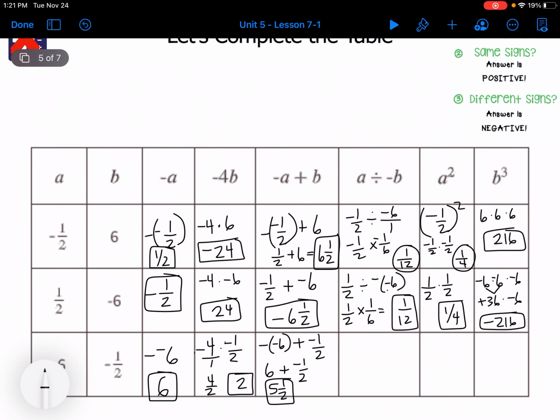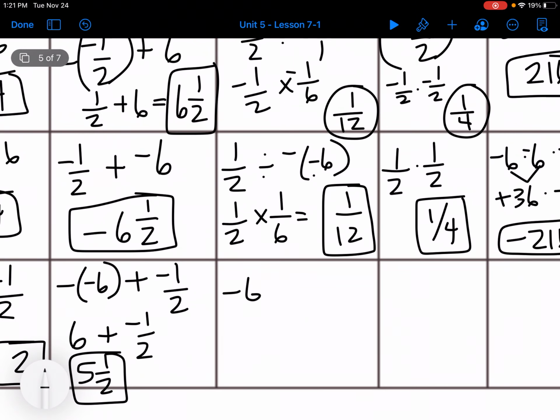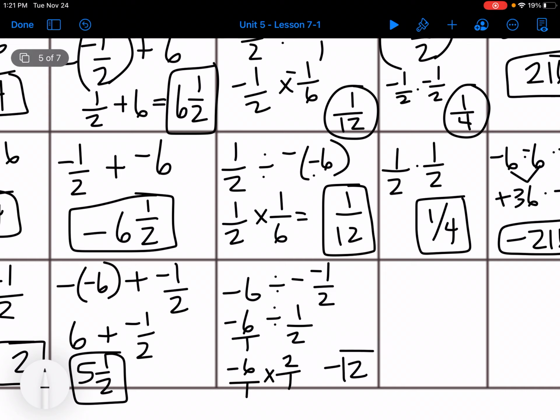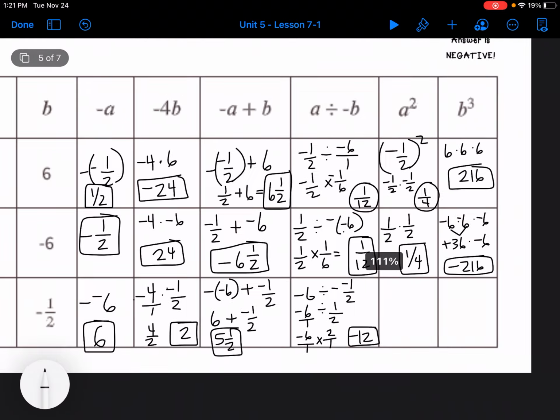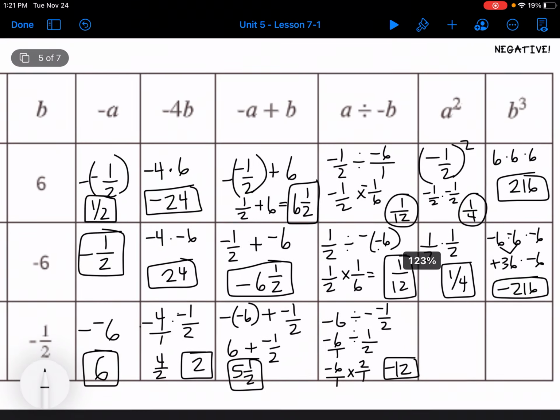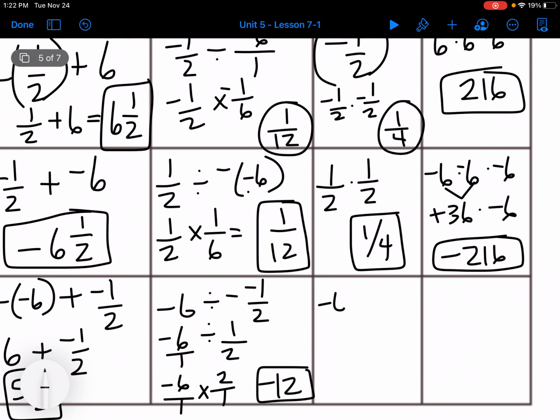Okay, so now I've got negative 6 divided by negative 1/2. So that's negative 6 divided by 1/2, which is negative 6/1 times 2/1. It's going to give me negative 12. All right, so now we have negative 6 times negative 6, and we end up with a positive 36.